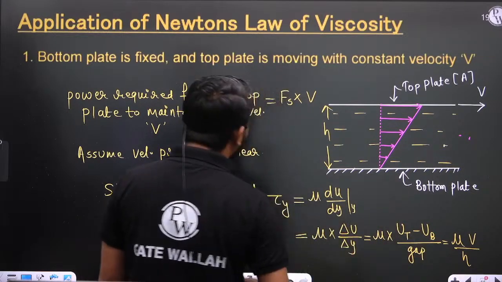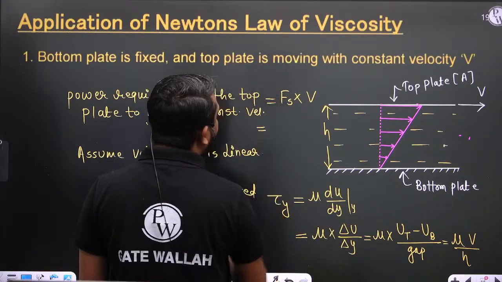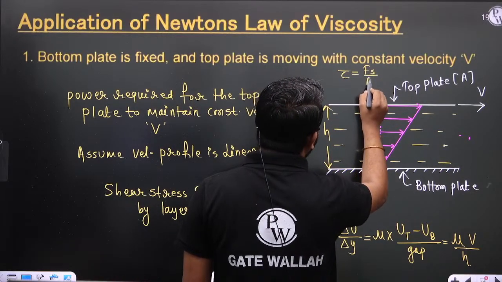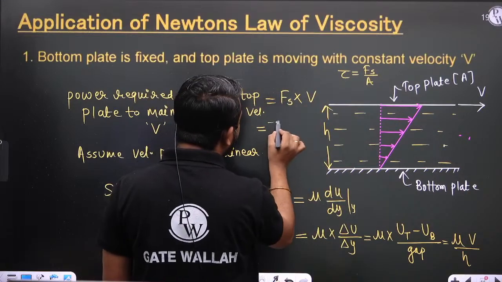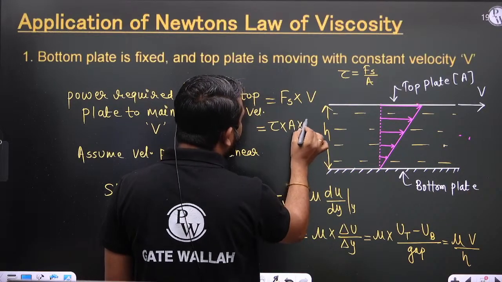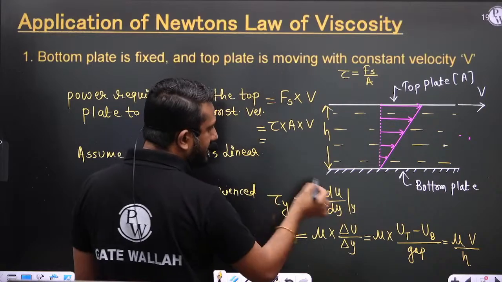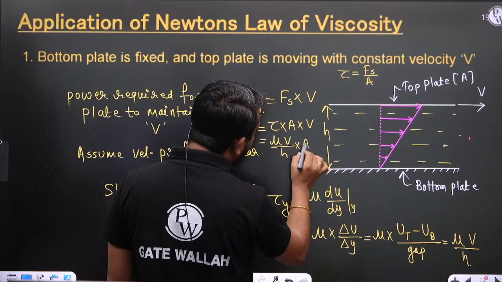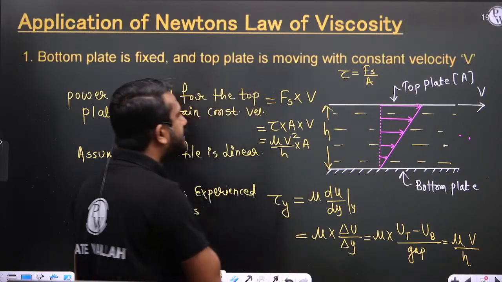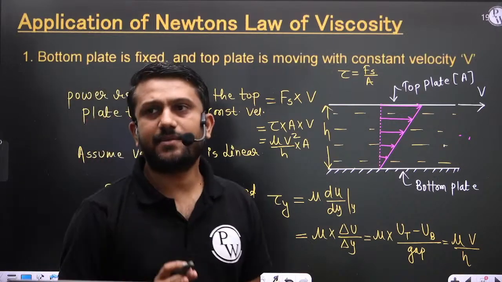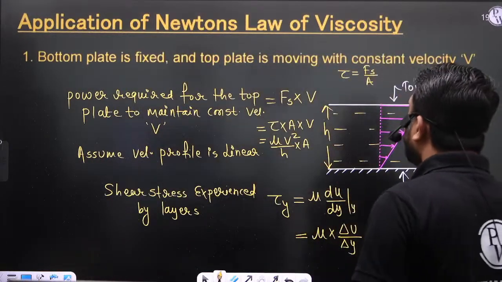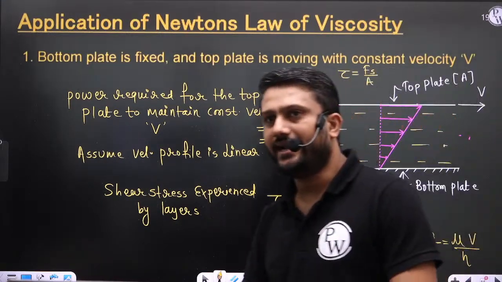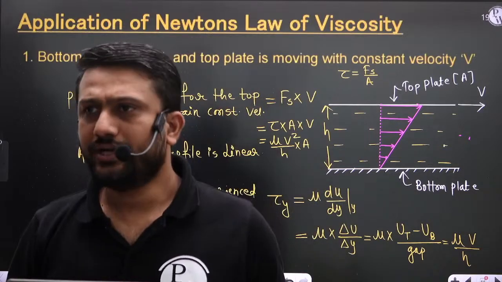Now if you want to calculate the shear force, it is very simple, right? We know that shear stress is equal to shear force divided by area, right? So what is the shear force? This is tau multiplied by A, multiplied by v. And what is tau? This is mu v by h into A, and here also v, so we can write mu v square by h into A. So this is the power required for the top plate to maintain the velocity v. We already discussed this part in detail, right, in the previous class. So is it clear to everyone?